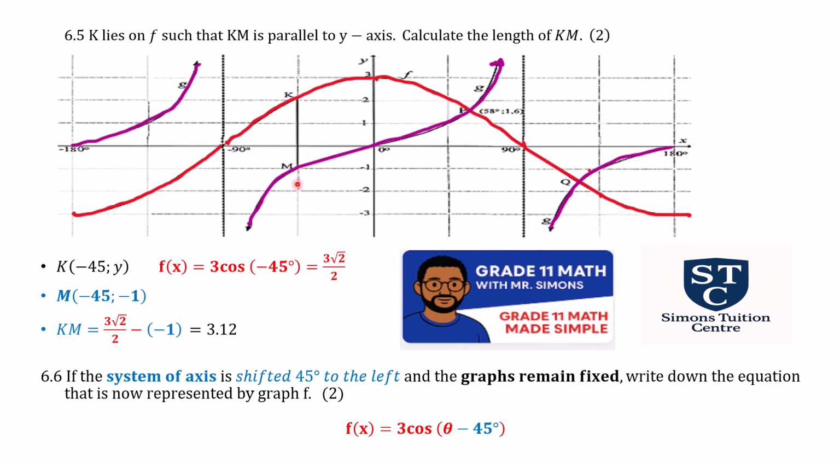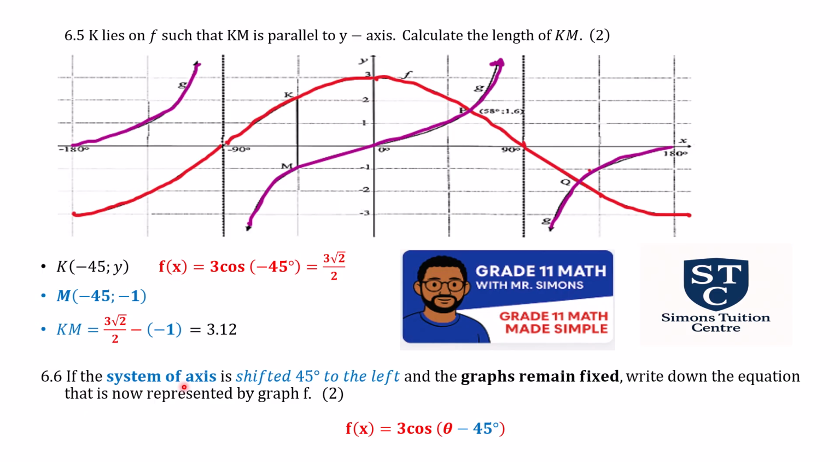So K and M, because it's parallel, it means it forms 90 degrees with the x-axis. So the x-coordinate for K and M is the same. Right? That's minus 1 and that's 3 square root 2 over 2. So KM would then simply be 3 square root 2 over 2 minus 1, which then gives me 3,12. And there I'm supposed to type in units, so make sure you put in units.